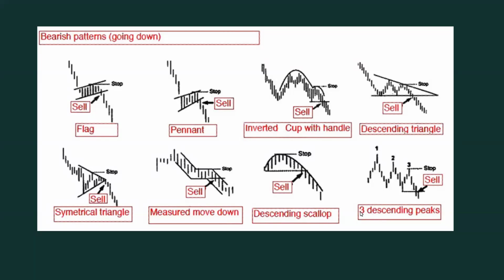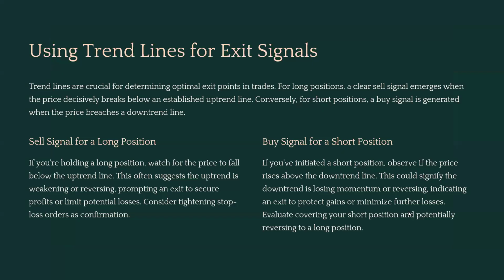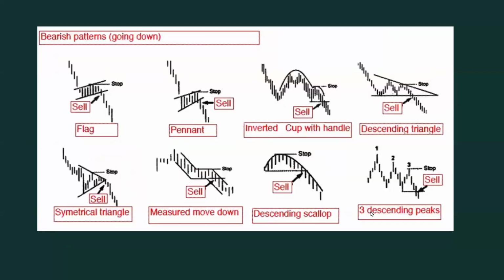Okay, there will be these three descending peaks, opposite from the three rising valleys. So this also indicates the bearish pattern. So this time when I see the pattern on the bearish downward trend, a lot of traders will also look at shorting the trade.